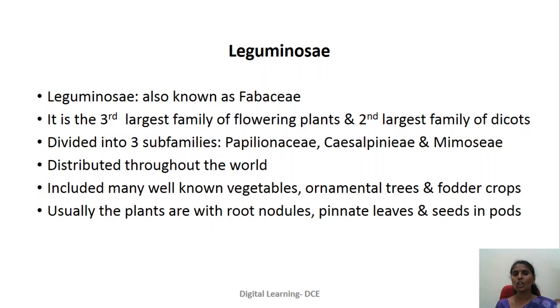The plants belonging to this family are distributed throughout the world, which include many well-known vegetables, ornamental trees, as well as fodder crops. Usually, the plants have root nodules, pinnately compound leaves, and seeds inside a fruit called a pod or legume, hence the name Leguminosae.